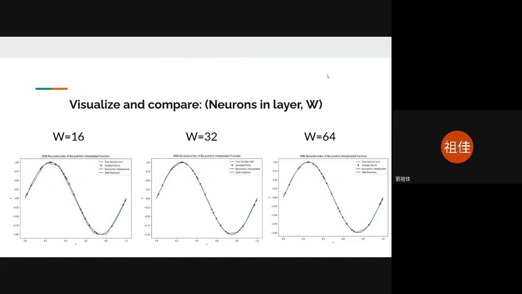just increase the neurons. So we can see that when the neurons are not enough, the curve formed by the DNN cannot fit the sampling points, and it's not good. So we keep increasing the neurons in each layer.